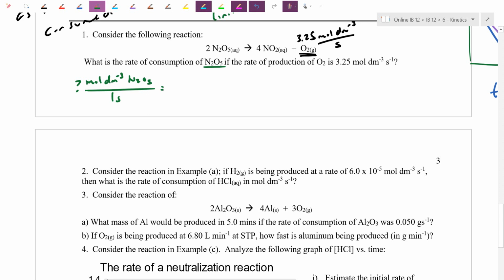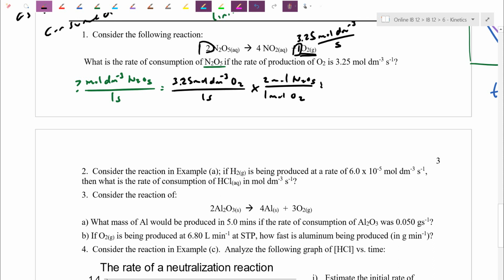Let's start off with what we're given. We're given 3.25 mole per dm cube. This is talking about oxygen. This is produced per second already. And all we're going to have to do is use the mole ratio. My balanced equation says when there's a 1 in front of oxygen, there is a 2 in front of N2O5. So 2 moles of N2O5, you just double that, and this gives you 6.50. Keep track of your sig figs and all that.